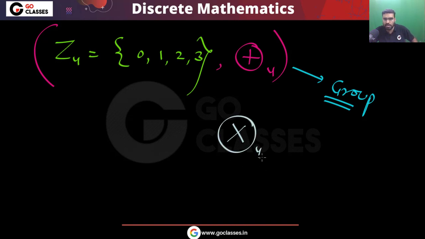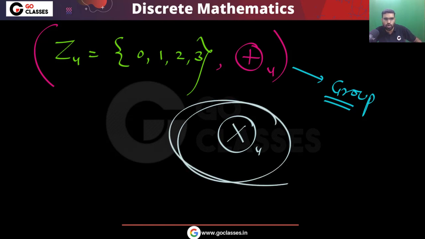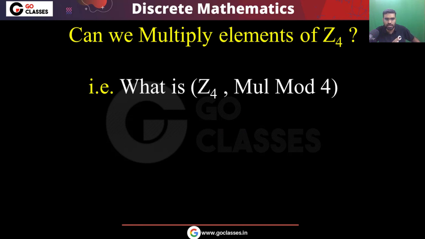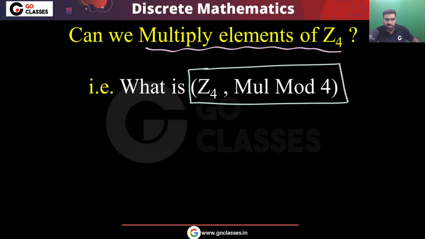So can I multiply? Can I define this multiplication modulo 4? That is the doubt that you might be thinking. That is the question: can we multiply elements of Z4? What about this structure? Look at this structure. Is this structure a group?